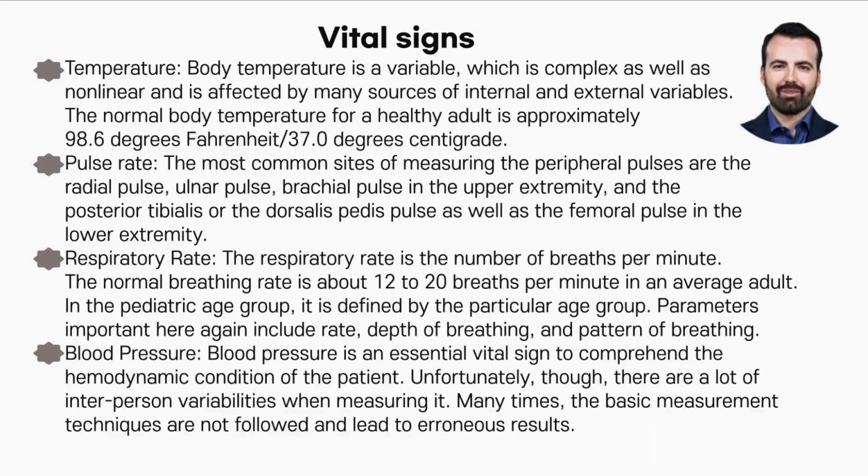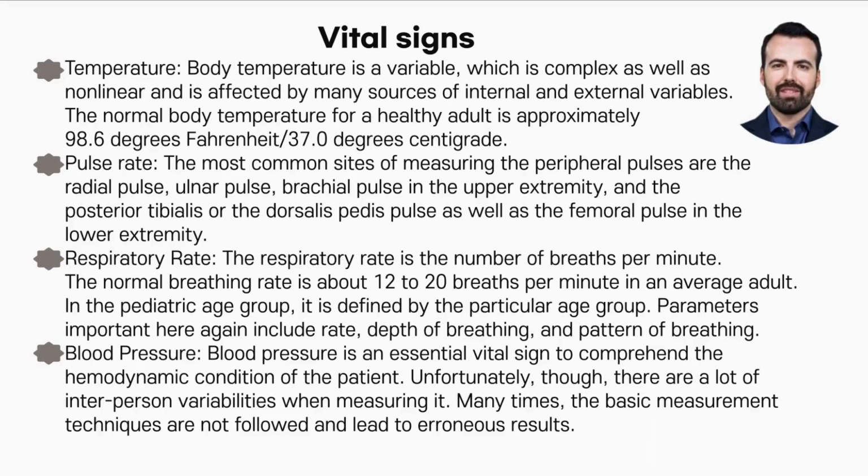Let's analyze the vital signs. Temperature. Body temperature is a variable which is complex as well as nonlinear, and is affected by many sources of internal and external variables. The normal body temperature for a healthy adult is approximately 98.6 degrees Fahrenheit or 37 degrees centigrade. Pulse rate. The most common sites of measuring the peripheral pulses are the radial pulse, ulnar pulse, and brachial pulse in the upper extremity, and the posterior tibialis or the dorsalis pedis pulse, as well as the femoral pulse in the lower extremity.